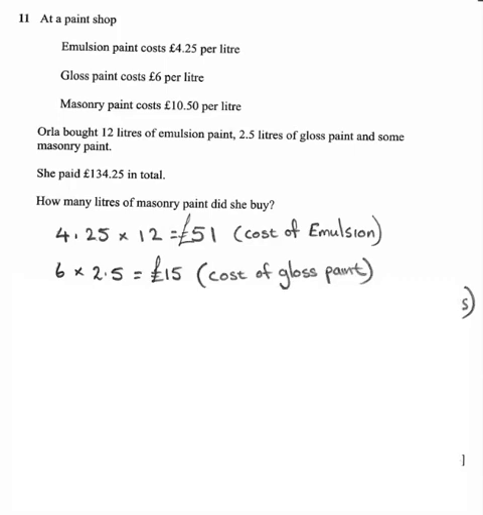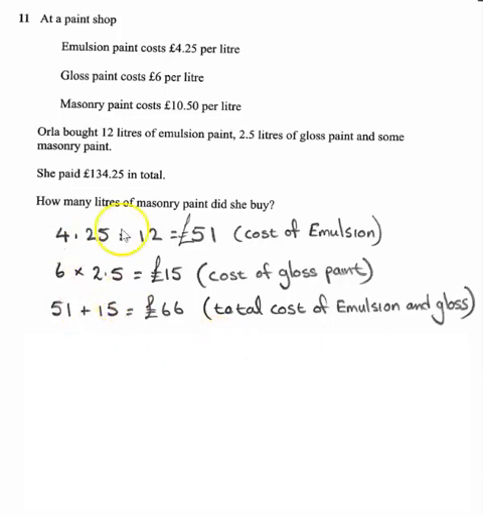The next step is you would get the total cost of the gloss paint. On the question it says gloss paint costs £6 per litre, and the actual question it says 2.5 litres of gloss paint was bought. So we multiply these two numbers together, which gives us £15. We find the total cost of these two paints, which is £66, so we add them together.